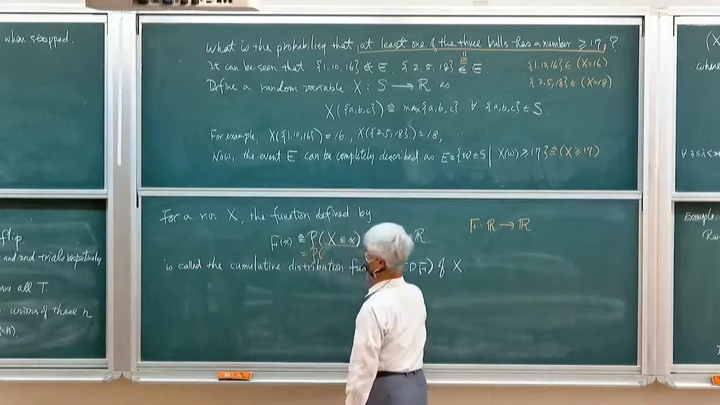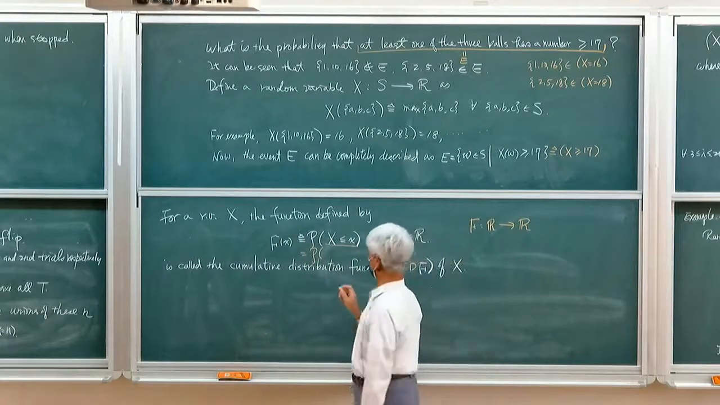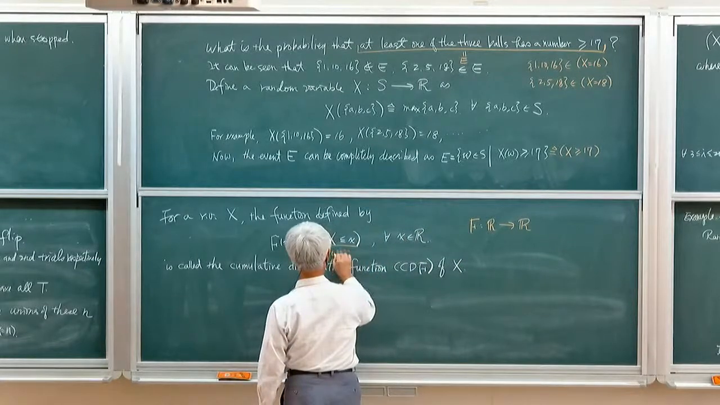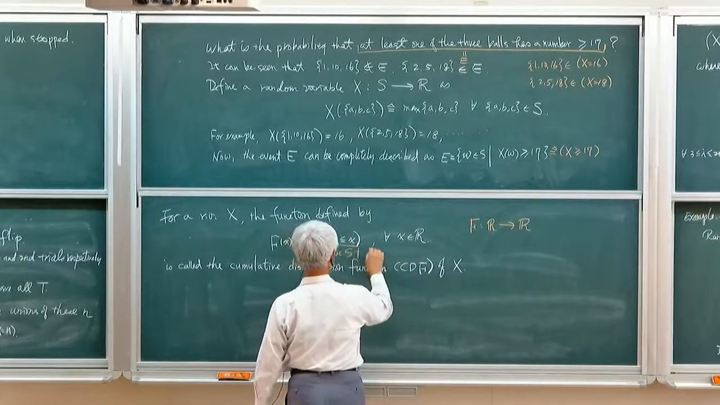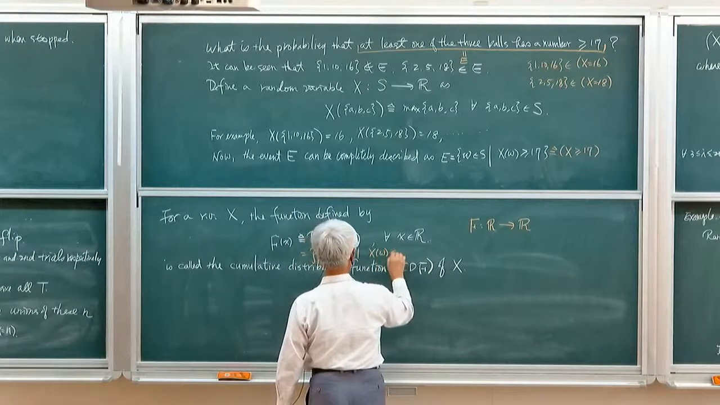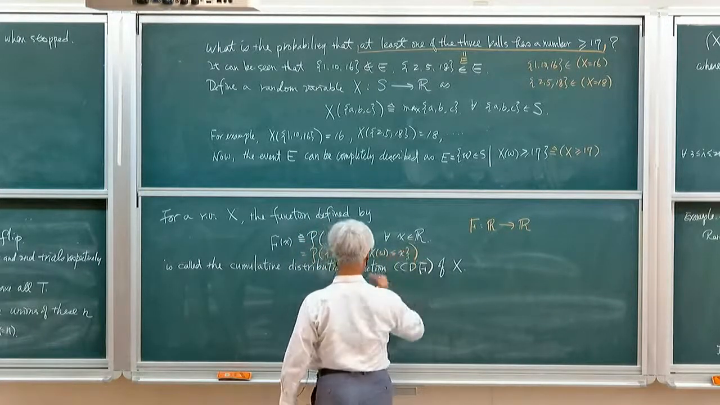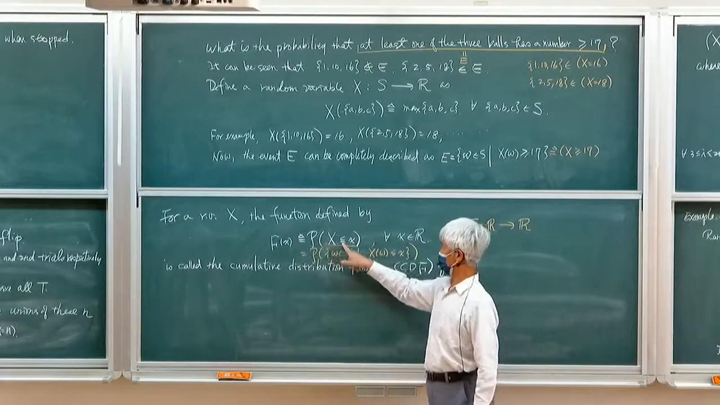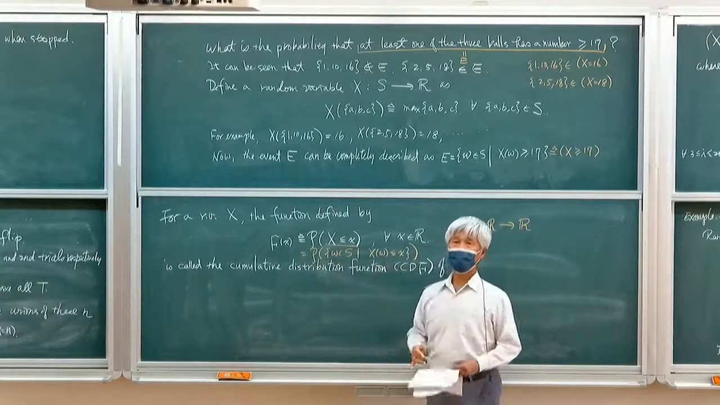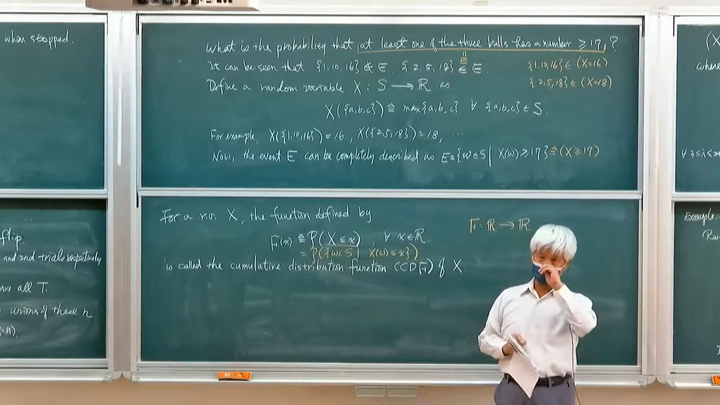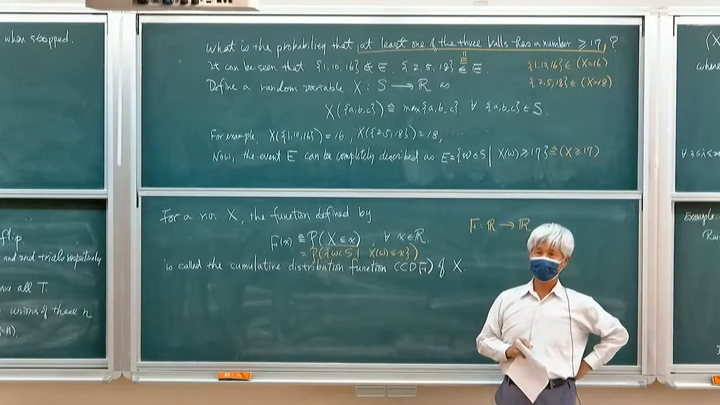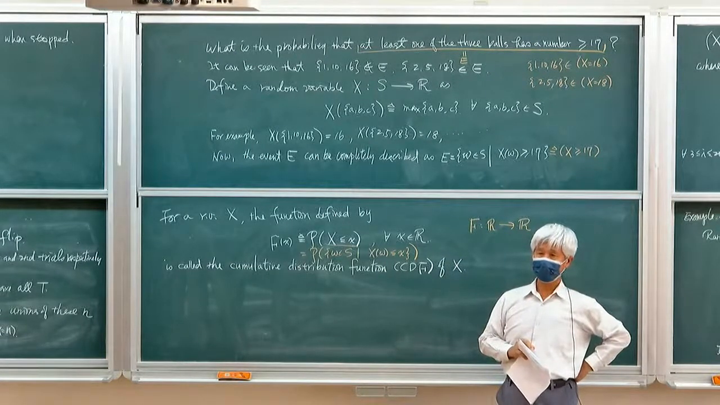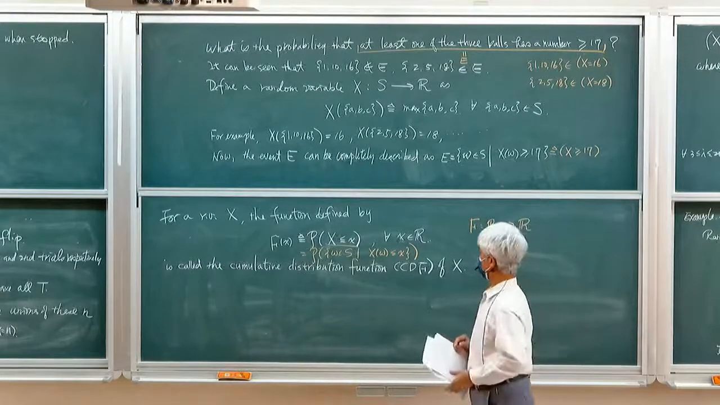As we know, this describes an event, which is the set of omega in the sample space such that X(omega) is less than or equal to x. Okay, remember to convert this event into a subset of the sample space.